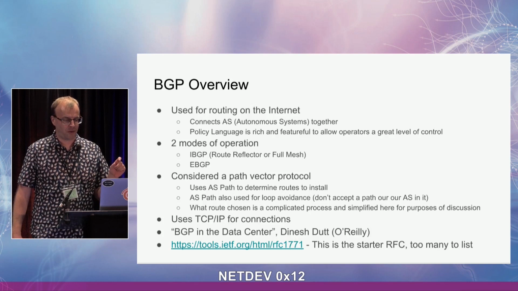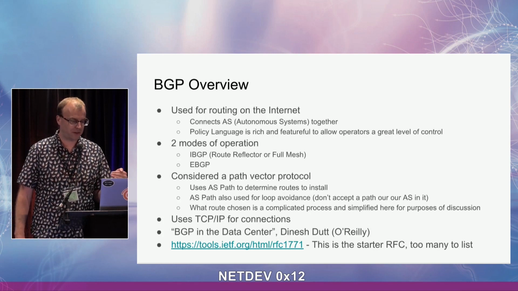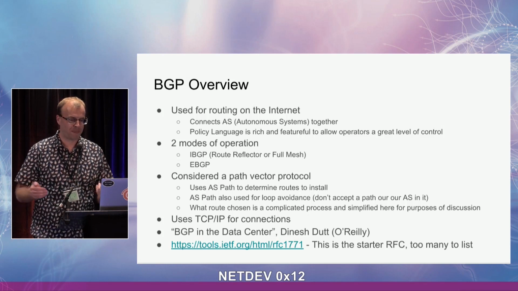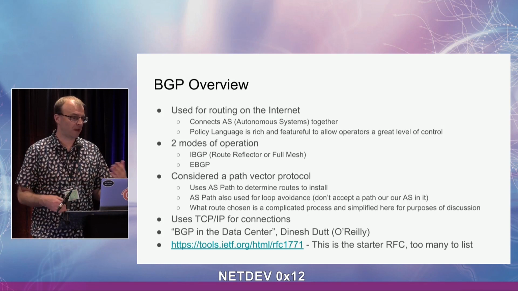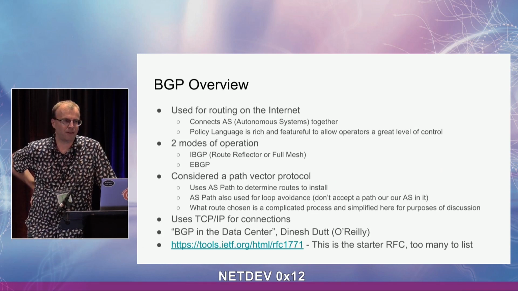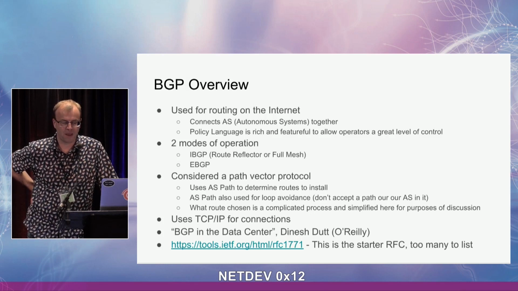I'm also going to greatly simplify BGP route selection. It's a complicated process. There's a whole RFC for it. But the basic idea is what I'm going to cover. BGP is layer 3 only. It uses TCP/IP for connections.